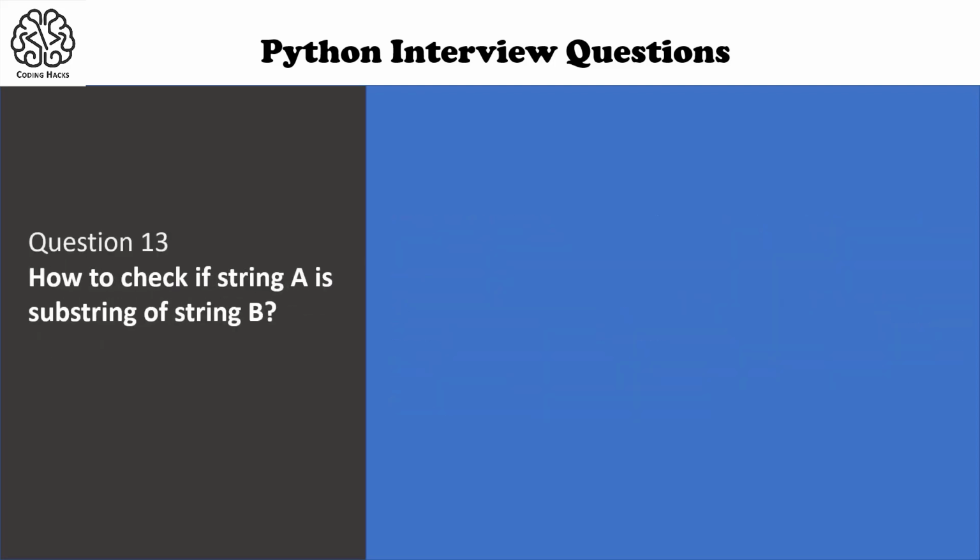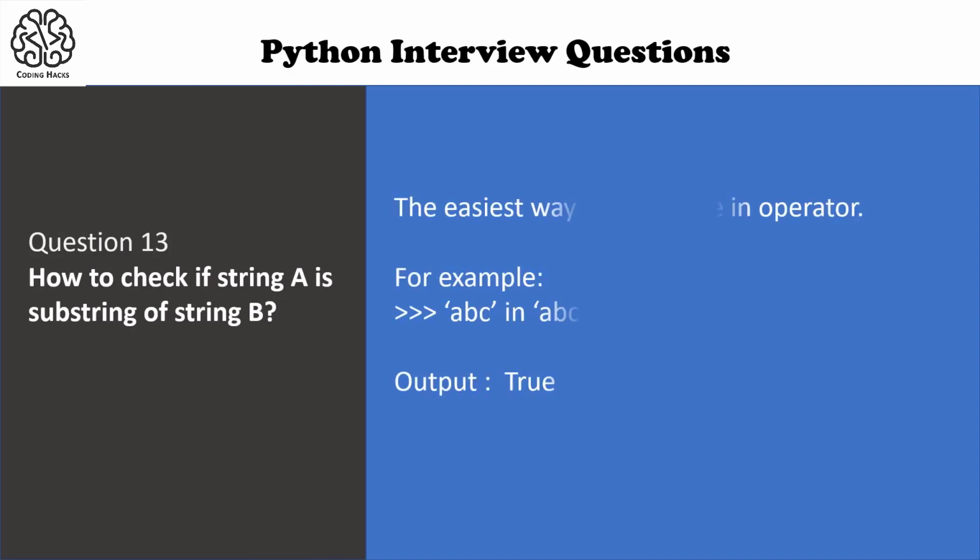Our next question is, how to check if string A is substring of string B? We can use the in operator. For example, if we are checking ABC in ABCDEFG, then it will return true, because using this in operator, it is going to check whether this ABC is included in the given statement or not.